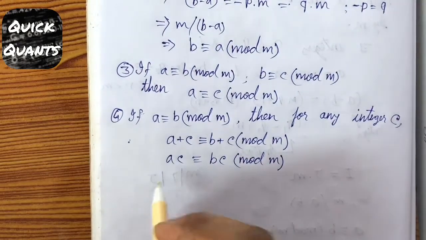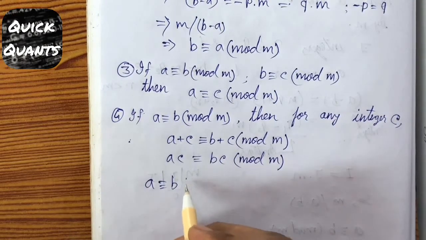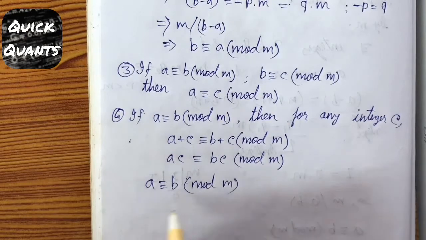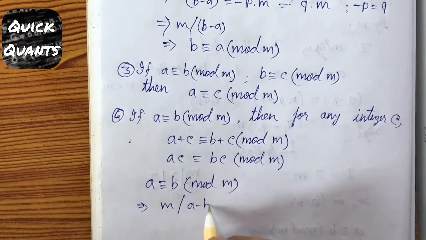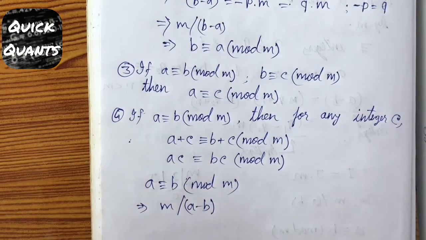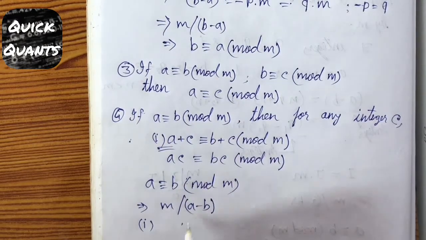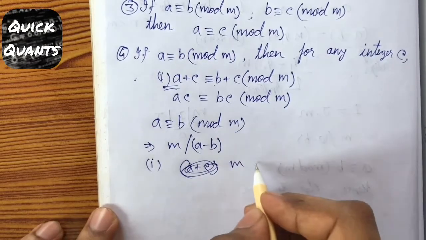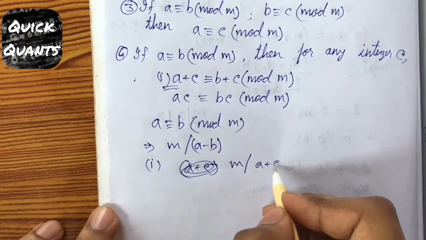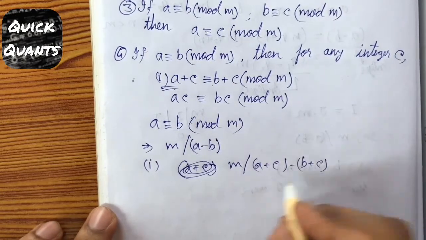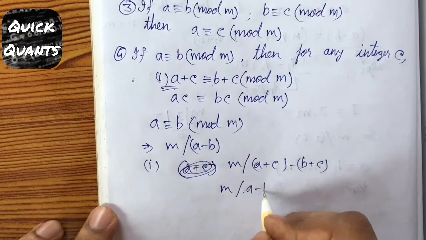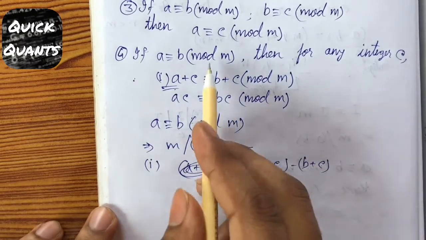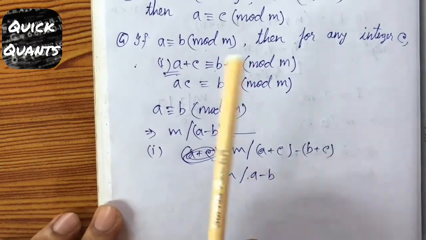Okay, to prove that, we know that if A congruent to B mod M, then we can write that M divides A minus B. So for the first case, A plus C congruent to B plus C, we need M to divide (A plus C) minus (B plus C), and this is nothing but M divides A minus B, which is true because it is given.